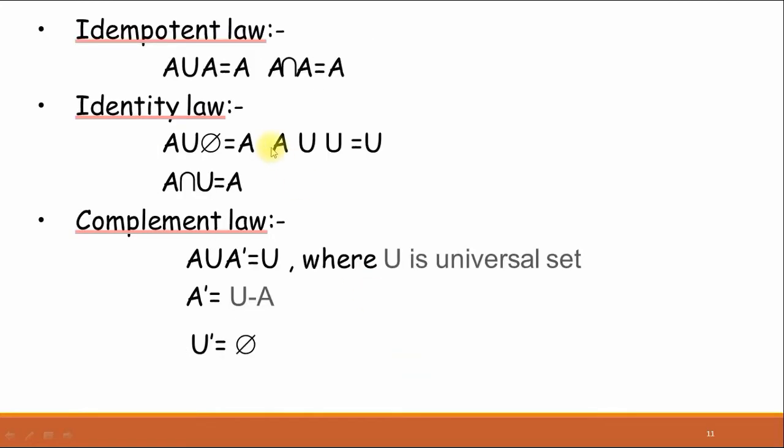Now the next law is the idempotent law. In the idempotent law, A union A is equal to A, and A intersection A is equal to A.